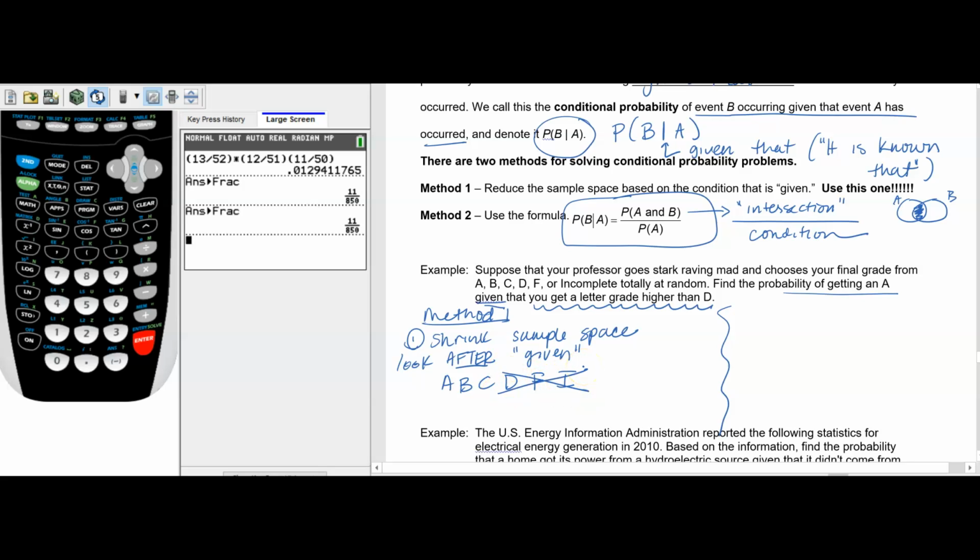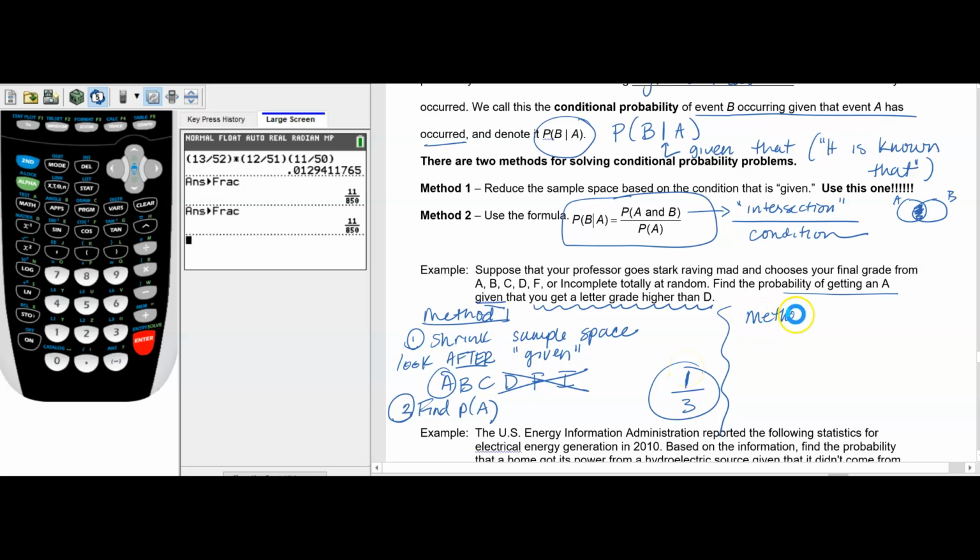So I'm eliminating those. I'm shrinking my sample space and saying, okay, we know given my grade is higher than D, so my only choices are A, B, and C, which means my denominator is now going to be 3 because there's only 3 choices. And next, we're going to find the probability. So what is the probability of getting an A? Well, there's one A out of 3 choices, so my probability is 1/3.